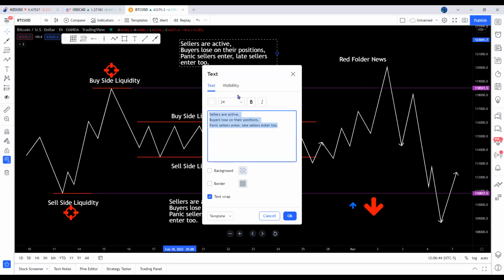All right, so let me put this up here. So now buyers are active. Sellers are stopped out. Buyers enter. Late buyers. We can put breakout buyers.